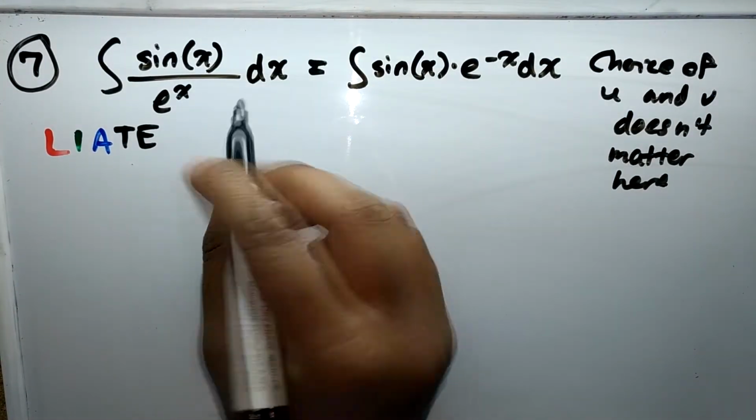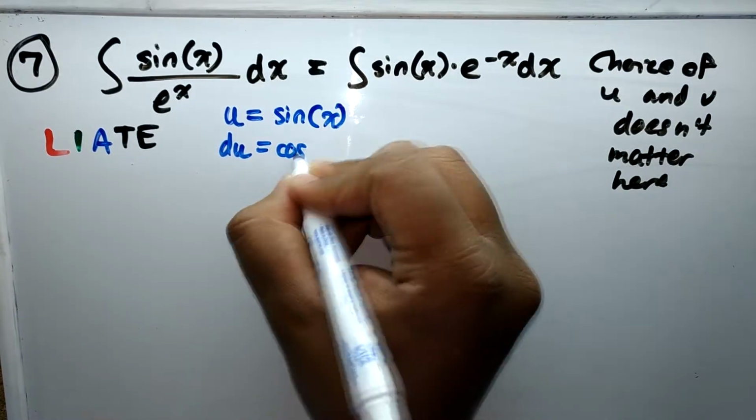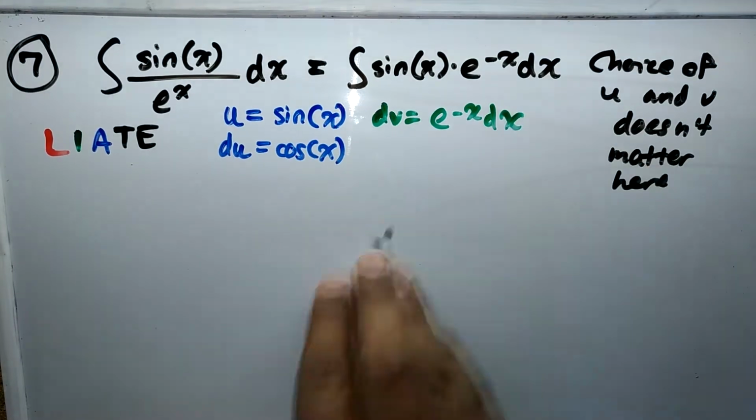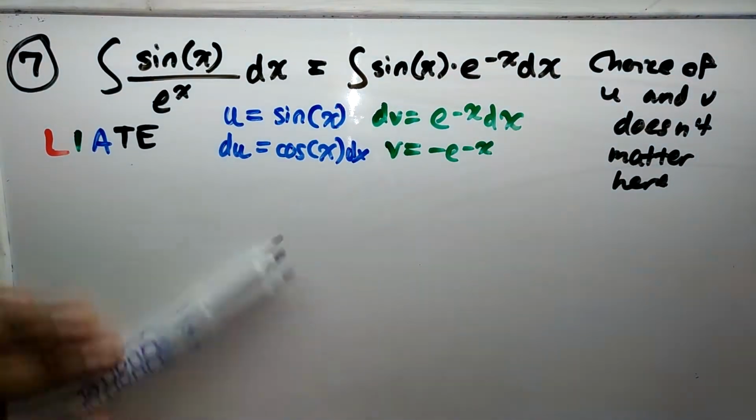So let's go ahead and choose sine x for our u. And if we differentiate that, that's just cos x, and dv is e to the negative x, integrate that, that's going to be negative e to the negative x.